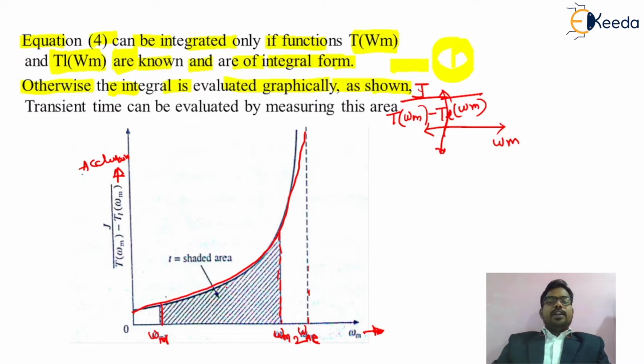From that particular graph we are getting one shaded area, and that area will directly denote the value of time which will be required to start, stop or brake the drive in a transient state condition. Okay, so this will be one of the important things.